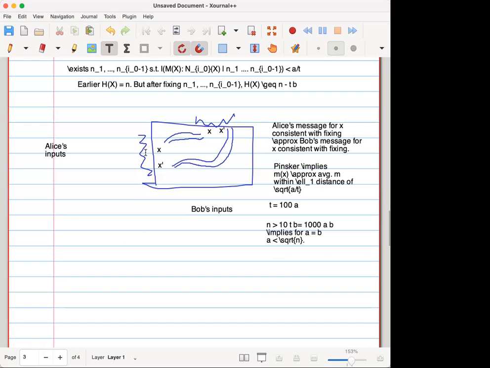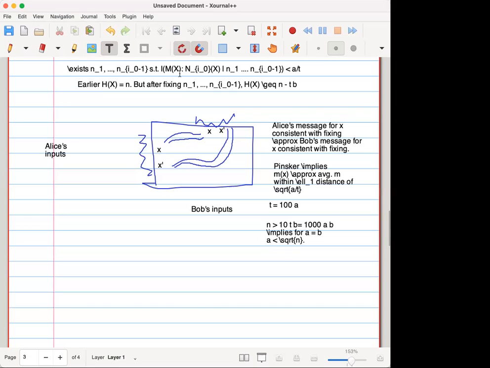And so what I'm saying is there are several possible inputs X, X prime, X double prime, which lie out here. Then I consider what is the action of the protocol when X is fed to Alice and Bob. Now, saying that the mutual information is small, remember this mutual information is less than 0.01, I can apply Pinsker, which says that the message of Alice for a typical X consistent with this fixing of the prefix.